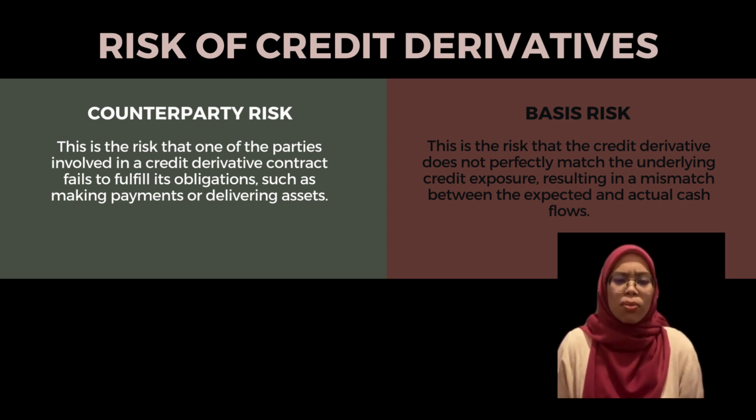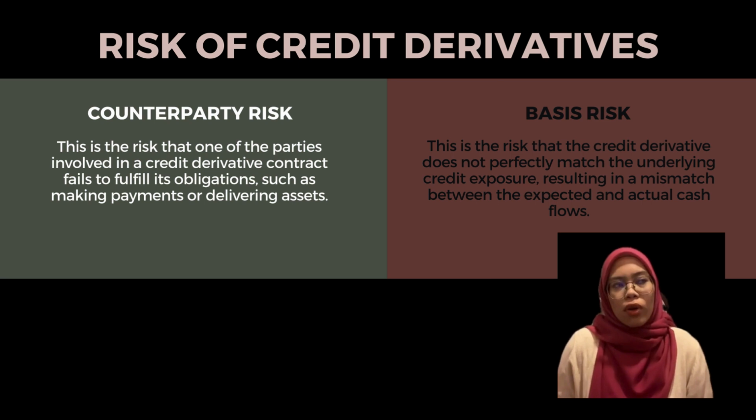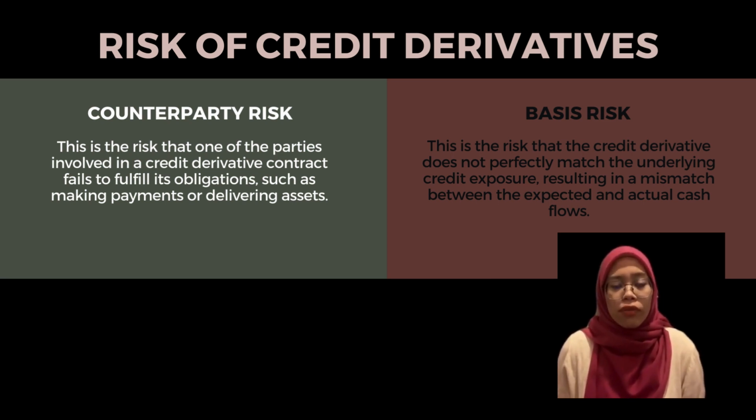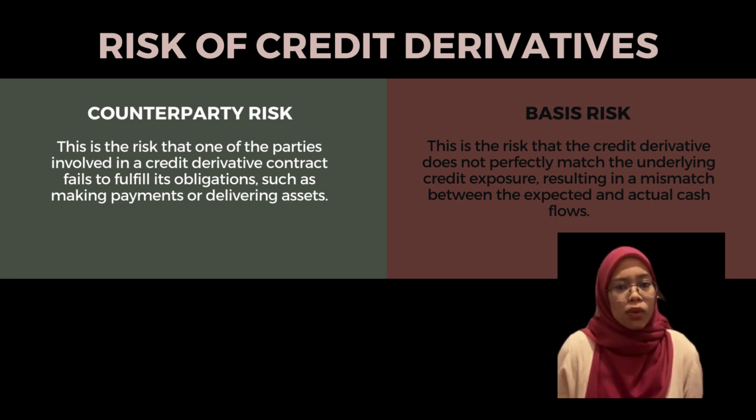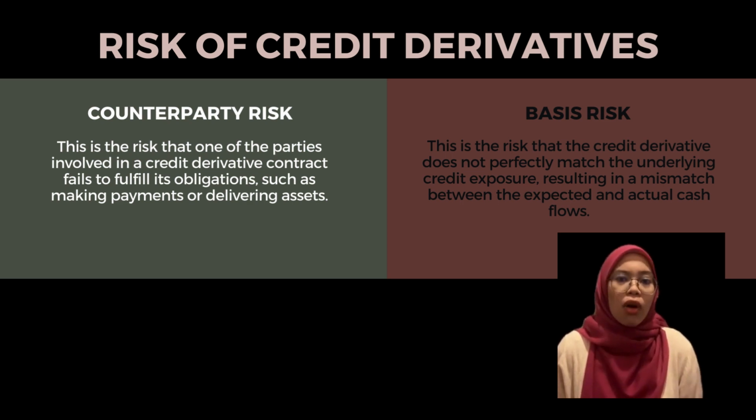resulting in a mismatch between the expected and actual cash flow. For instance, if the recovery rate of the credit derivative differs from the actual credit event or recovery rate of the underlying entity, this may lead to underhedging or overhedging of the credit risk.